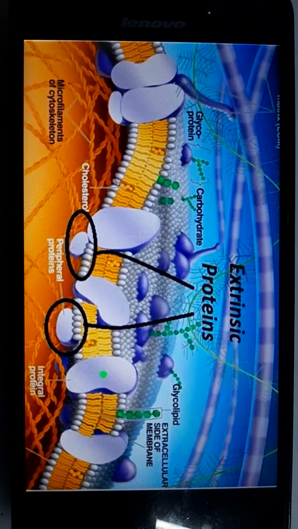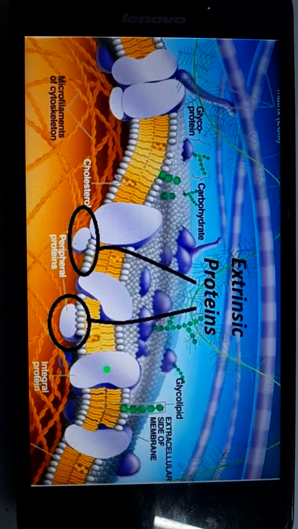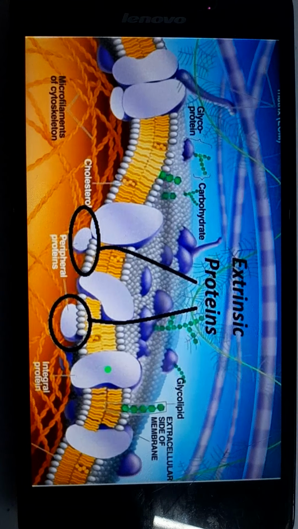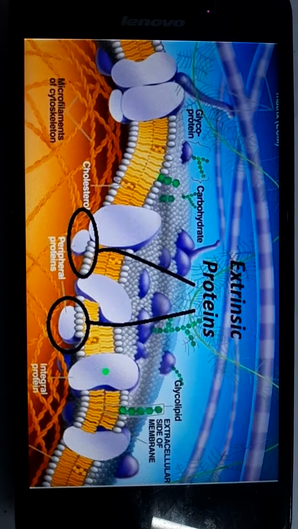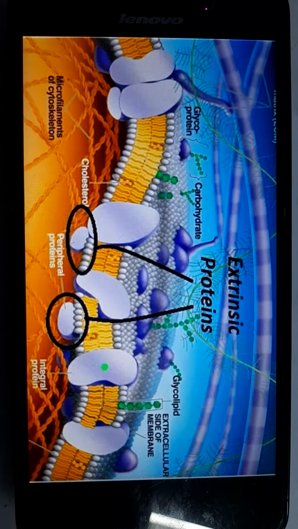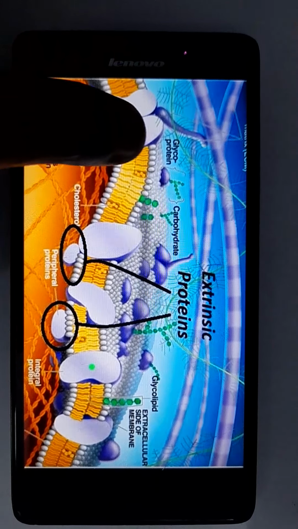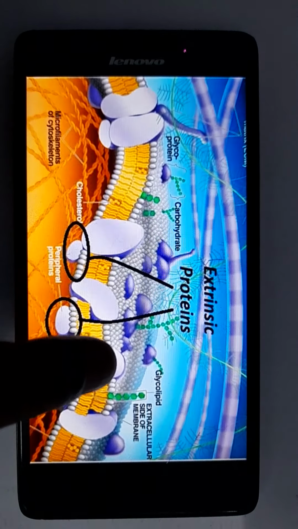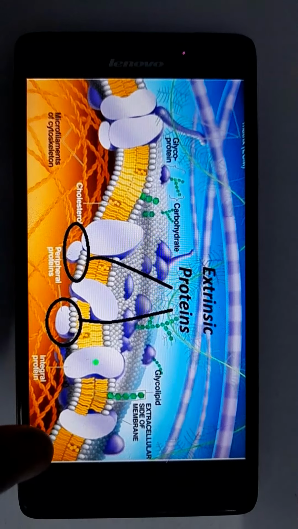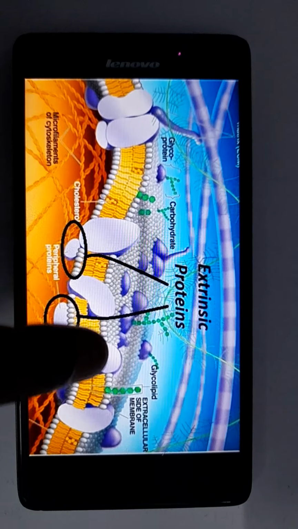Here, phospholipids are arranged in two layers or two rows. It is a bilipid layer. In each phospholipid molecule, a hydrophilic phosphate head is present. Here it is a phospholipid layer. A number of phospholipid molecules are arranged in two rows. Here it is one row.